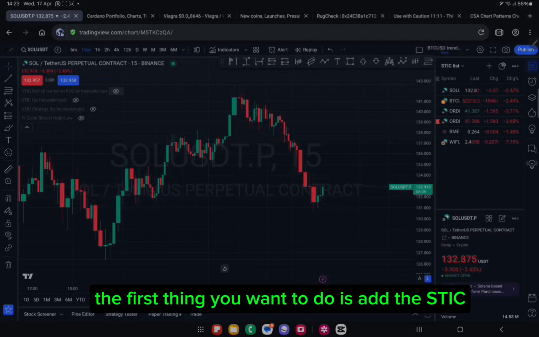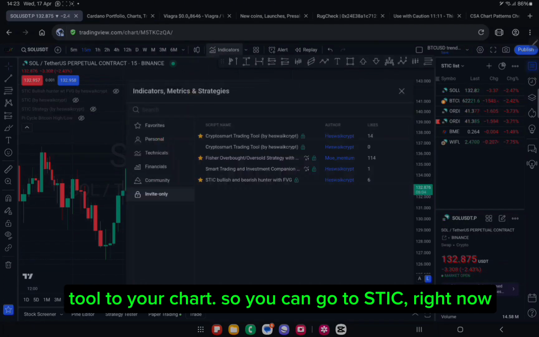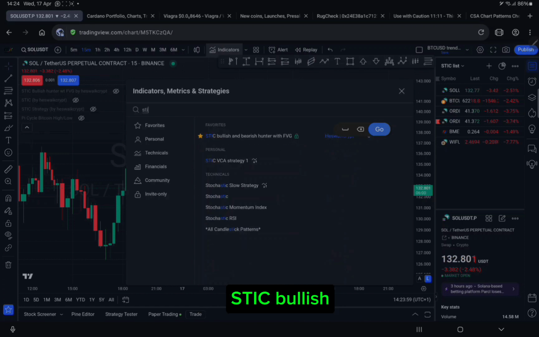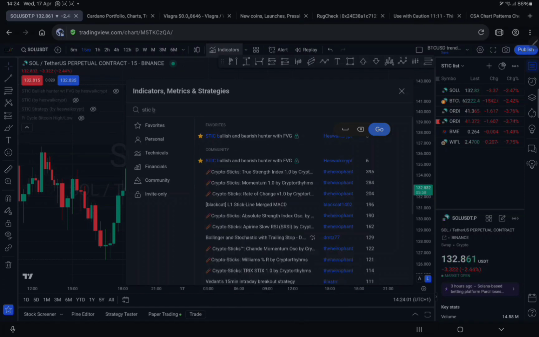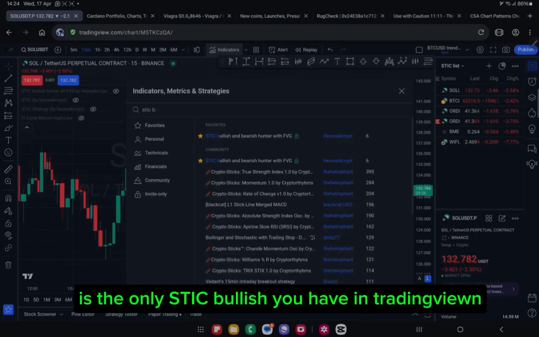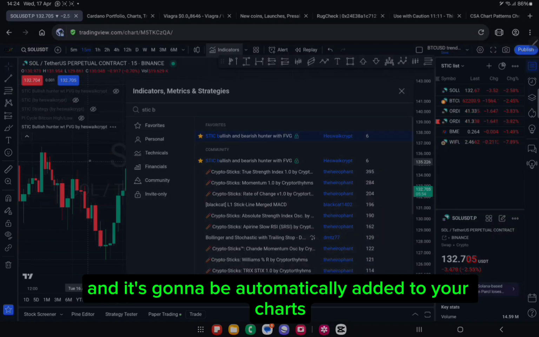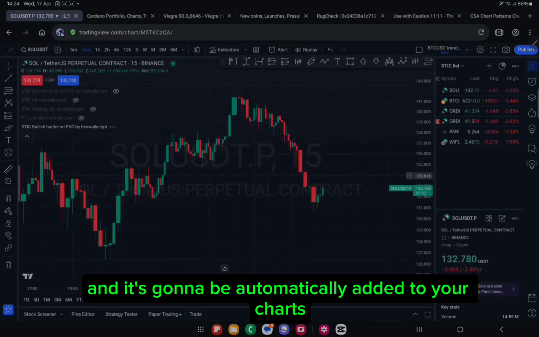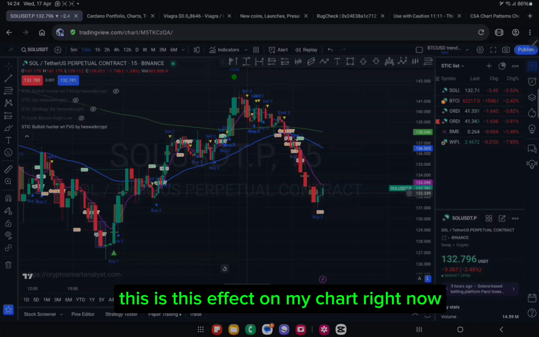The first thing you want to do is add the Stic 2 to your chart. So you can go to Stic. Right now, just type here Stic, STIC, bullish. It's the only Stic bullish you have on TradingView. So click on it, and it's going to be automatically added to your chart. So you have it. This is the effect on my chart right now.